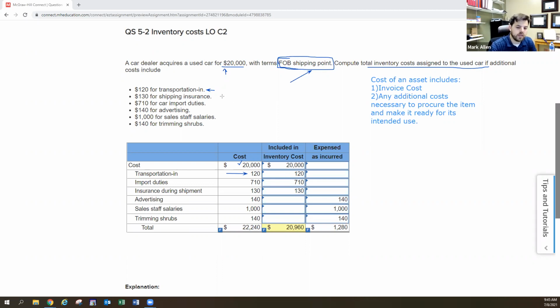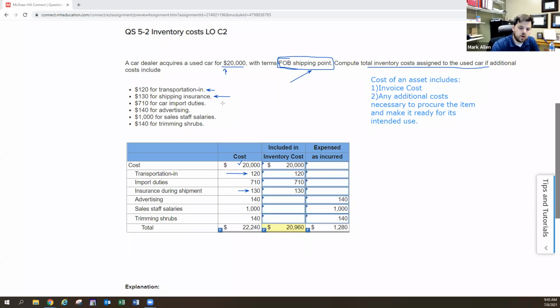Next, we see our shipping insurance. Just like the other piece, this protects us in case that transportation vehicle were to fall off a cliff, and our car was to get burned up or destroyed, then we would still be covered for that. So it's certainly something that we do want. It is certainly something that helps us out. And so that is certainly part of this cost. So that pulls in right here.